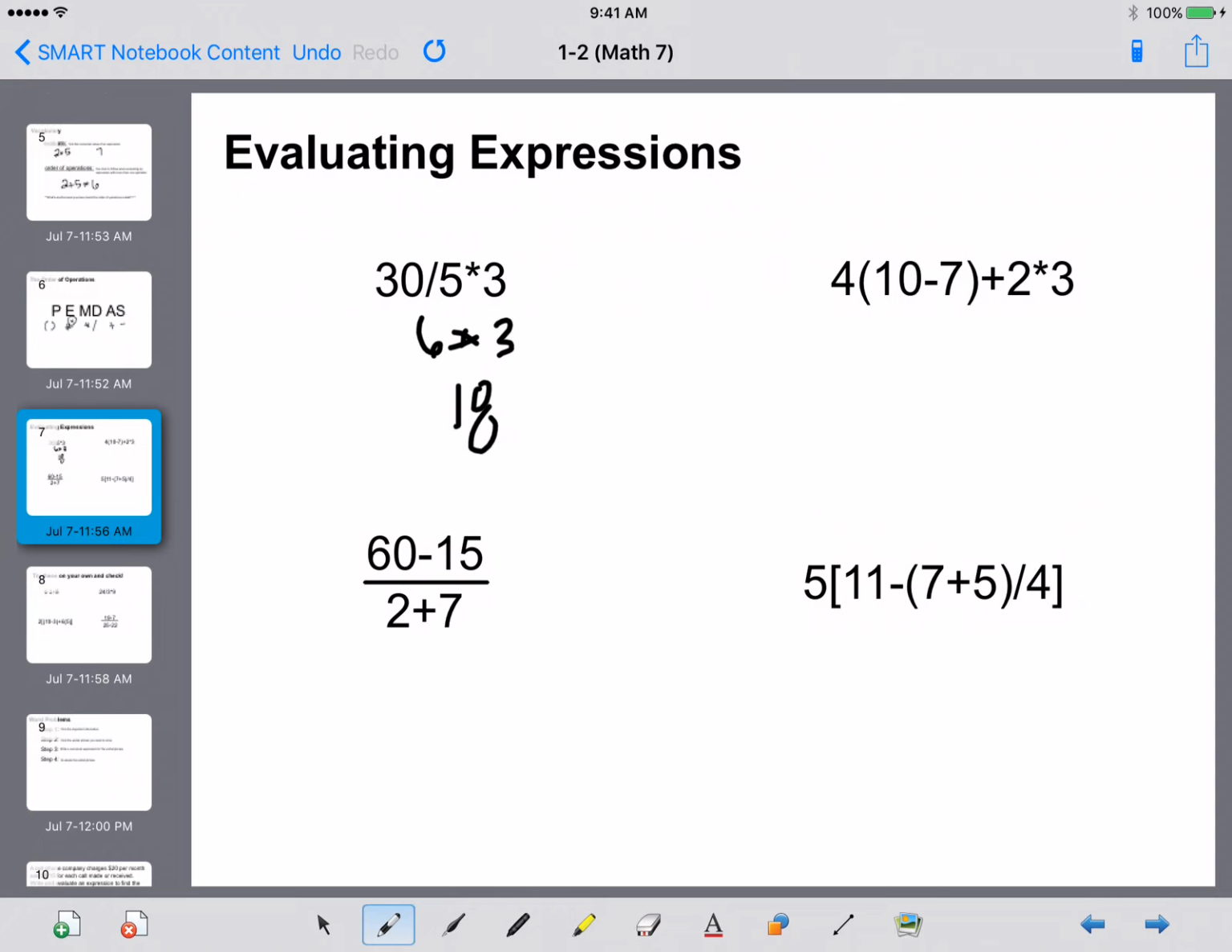Look at all those vocab words I just had. Now over here, our first step is parentheses. Surprise, we got some parentheses. 10 minus 7, that is 3.